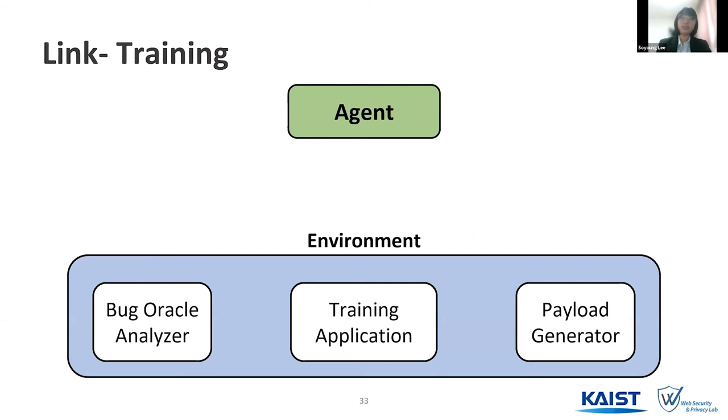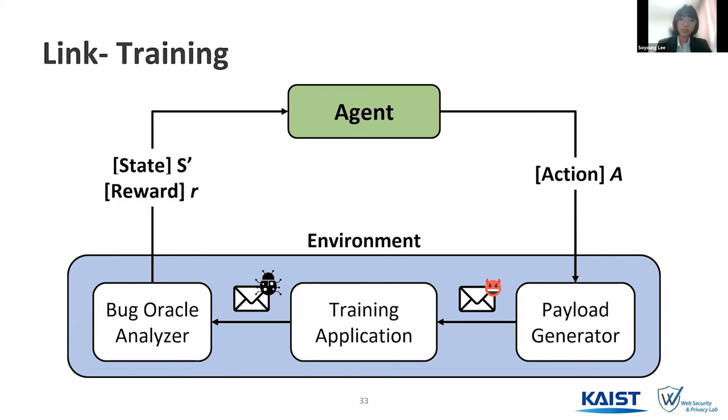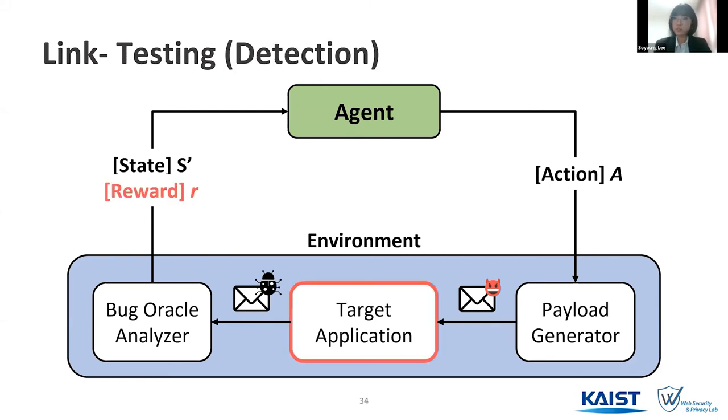So now let me explain some details of the training overview. First, the agent selects an action, then the environment performs the selected action, generating or mutating the payload, and sends the payload to the application. After that, the bug oracle analyzes the response and returns the state and the reward. By iterating these steps, the agent learns which payload is efficient to detect a vulnerability. With the guidance of the trained agent, the testing phase conducts penetration testing against the target application without consideration of the reward computations.